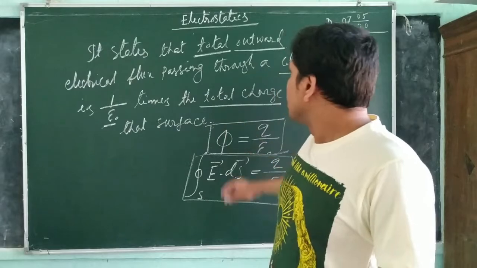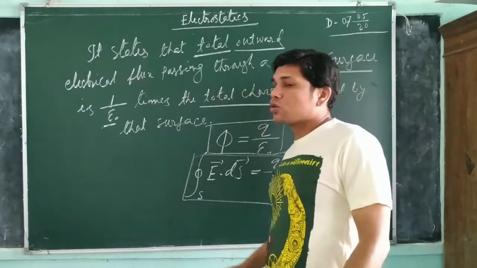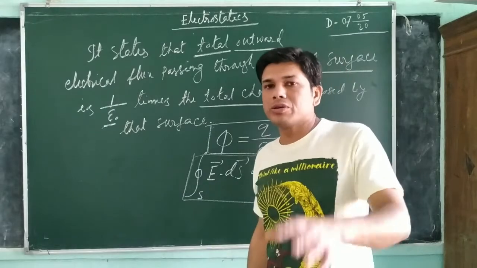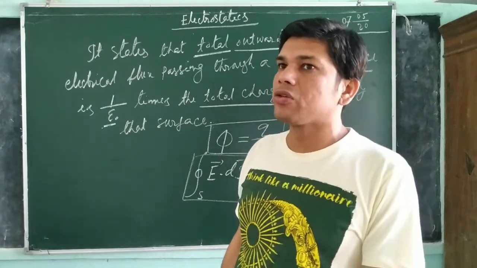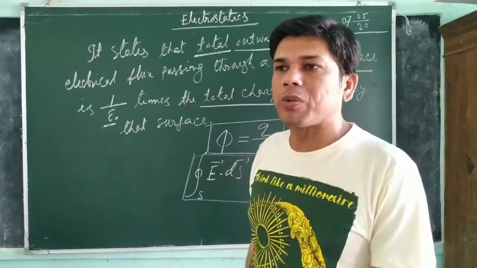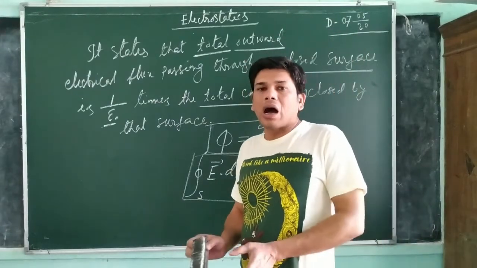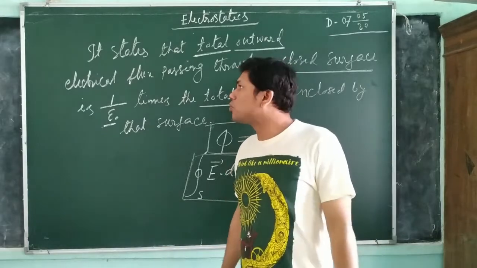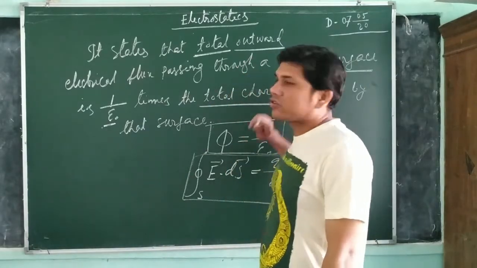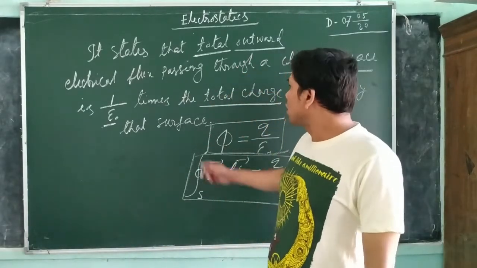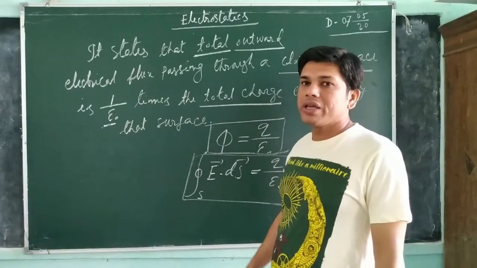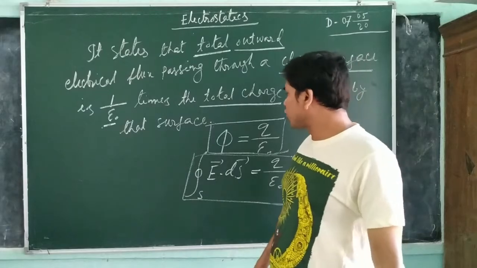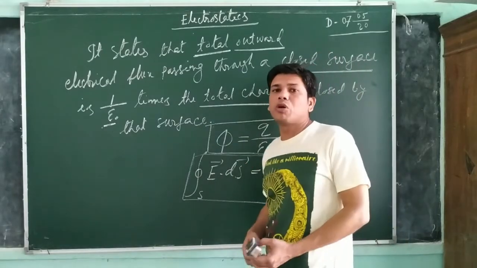So, total outward flux. Outward means we take the charged body, especially a positively charged body, so that electric lines of force pass radially outward from the charged body, through a closed surface, and the total charge is that enclosed by that closed surface. This is the Gauss theorem and this is its mathematical form.